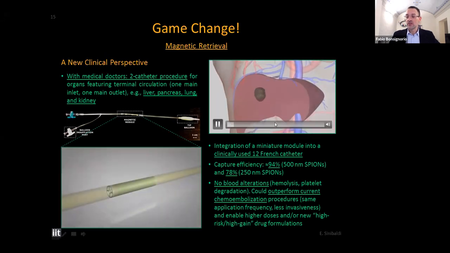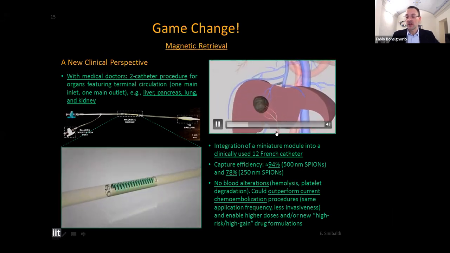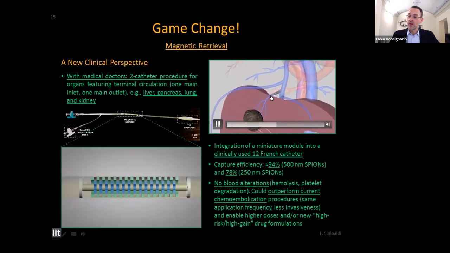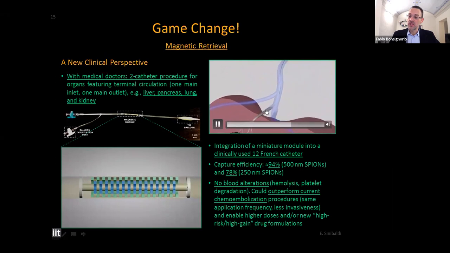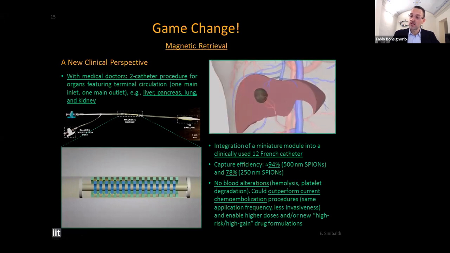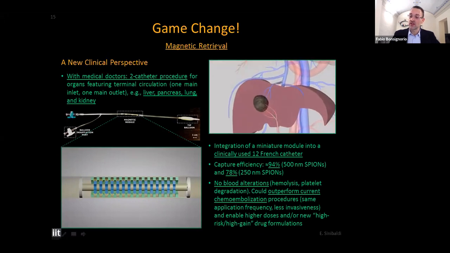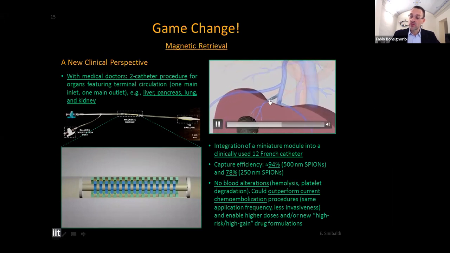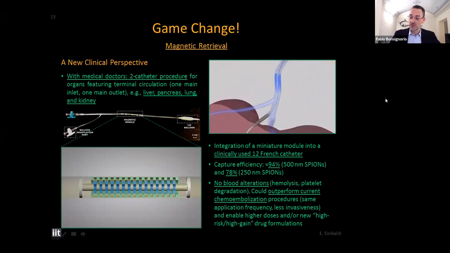Why? Because in these organs, you have a main arterial inlet and a main venous outlet. So whenever you have some particles passing through here, with the retrieval venous catheter, if you manage to retrieve them, you are safe, because those particles that were kept at the target, it's okay. For those that basically pass by here, whenever you manage to retrieve most of them, you are safe, because they will not contribute to any uncontrolled biodistribution.